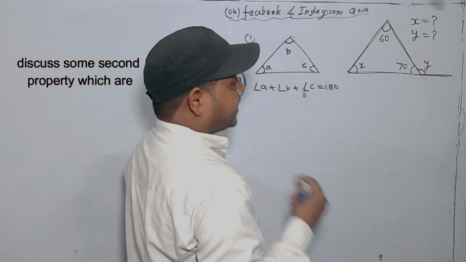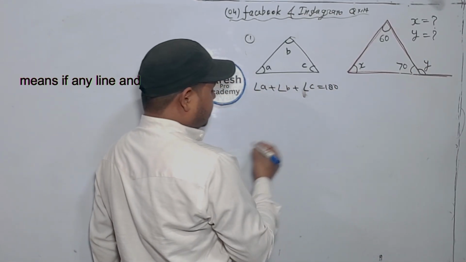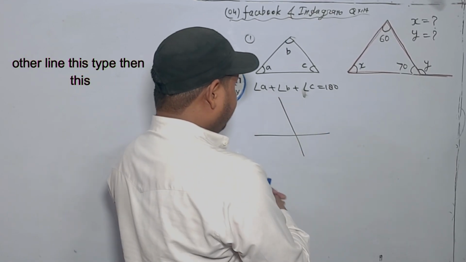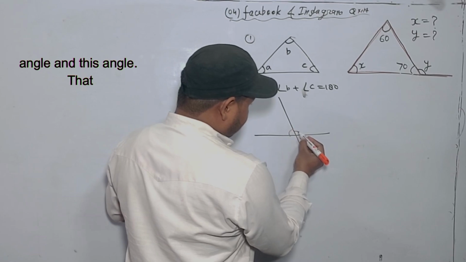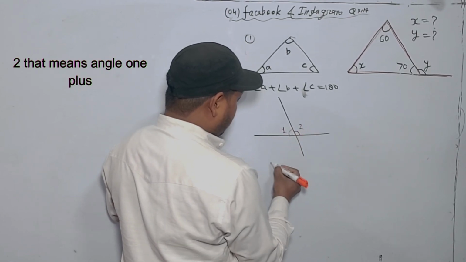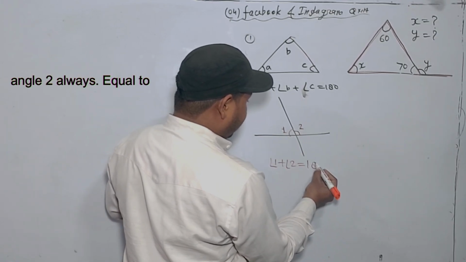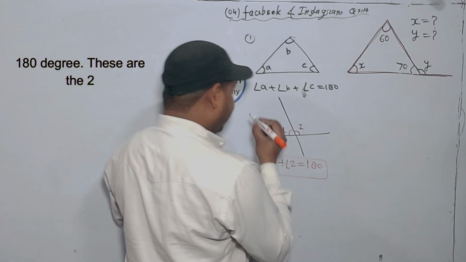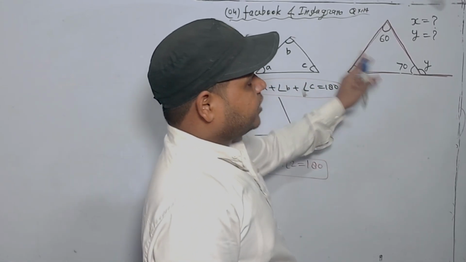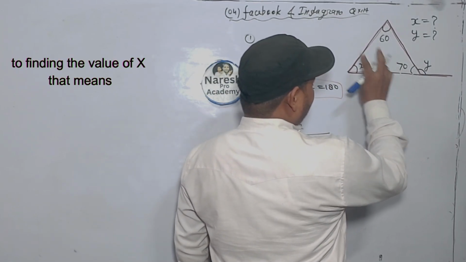Now we discuss the second property, which is useful for finding the value of y. If a line meets another line like this, then this angle 1 and this angle 2, angle 1 plus angle 2, always equal 180 degrees. These are the two basic concepts which are useful for solving this question. Now use the first concept to find the value of x.